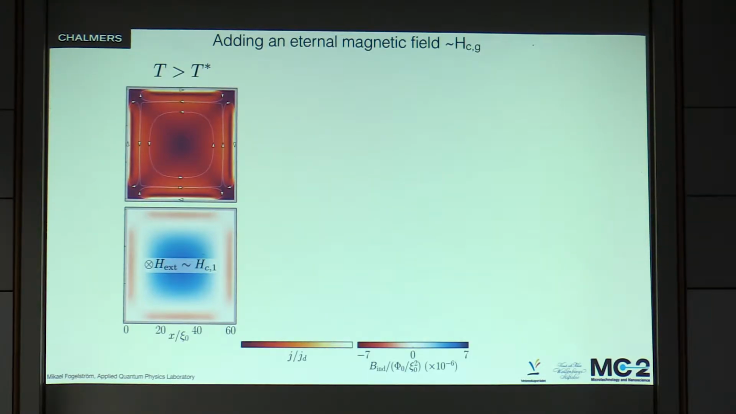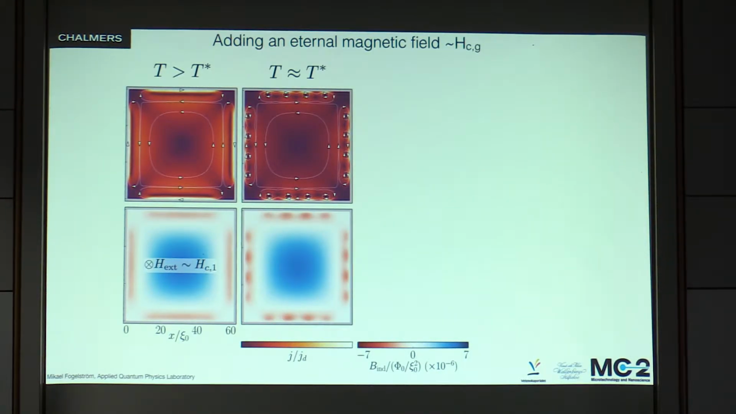Patrick continued and looked at how this system looks when you start putting on a magnetic field. And here is 60 by 60 coherence lengths. You put on a magnetic field that is just below when you have the first vortex entering this system. And what you see is typical, now this is above this T star, that you have the Meissner currents in here, and the Andreev bound states have a paramagnetic response to the magnetic field.